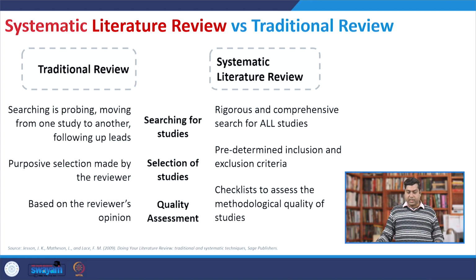Searching for the study. Traditional review searching is probing in nature and moves from one study to another, following up the leads. I get a clue from a reference cited in a paper and then I just search the other one. Like that we go one after another as and when required and prompted through the reading. Whereas in systematic literature review it is much more rigorous and comprehensive.